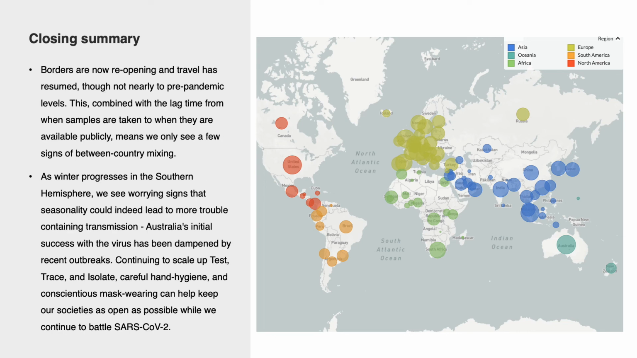Borders are now reopening, and travel has resumed, though not nearly to pre-pandemic levels. This combined with the lag time from when samples are taken to when they are available publicly means we only see a few signs of between-country mixing. In general, recent samples tend to continue to cluster with past sequences from the same country, indicating continued transmission of previously circulating variants.